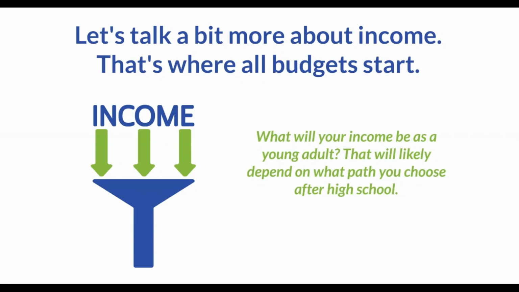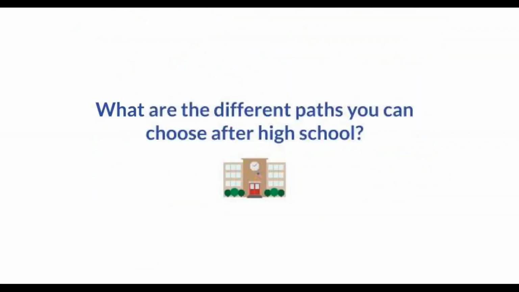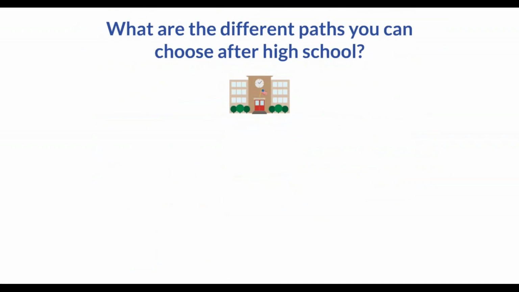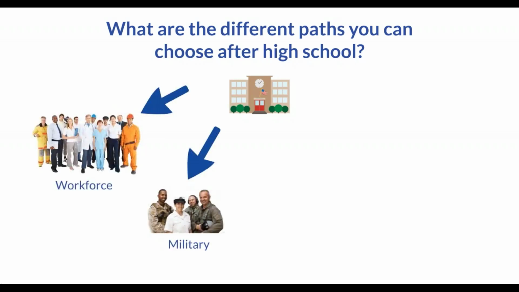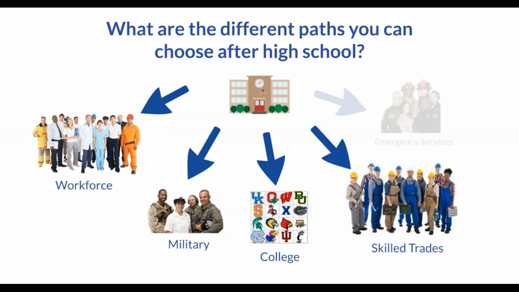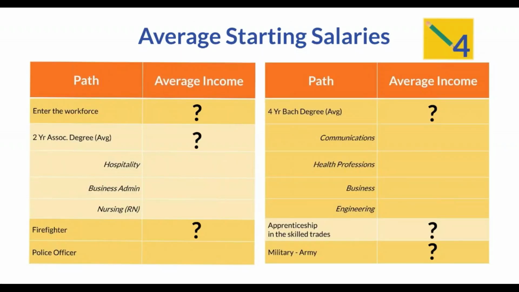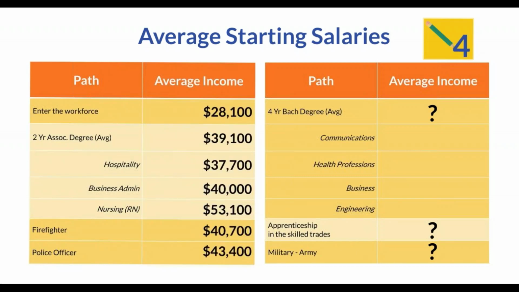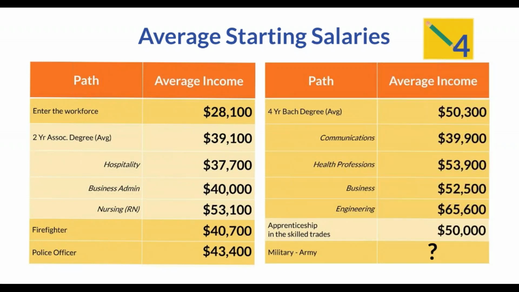Next, we move into a more detailed discussion on income, and we try to get them to think about what their income might be as a young adult. So that discussion starts with the different paths you can choose after high school. Ask the students what all of their different options are, and then advance the slide and fill in any details as necessary. From there, we move into a discussion on starting salaries. So first thing, you'll ask the students to guess what they think some of these different salaries are, and then you'll reveal the amounts after they make some guesses.